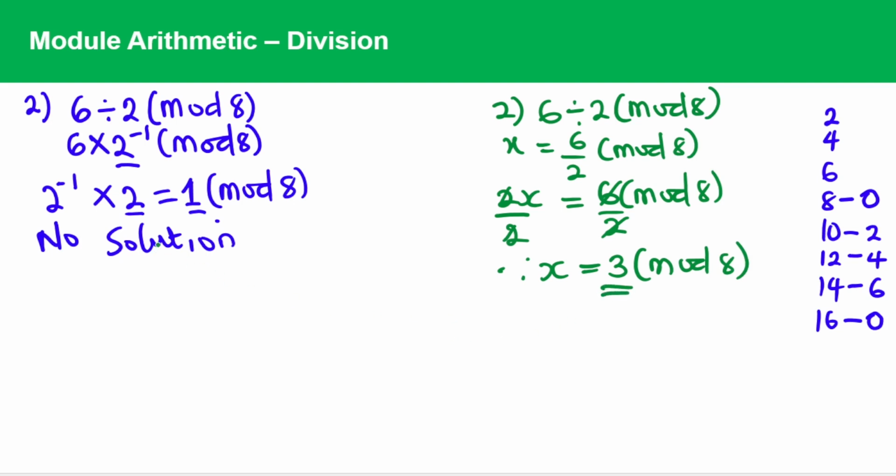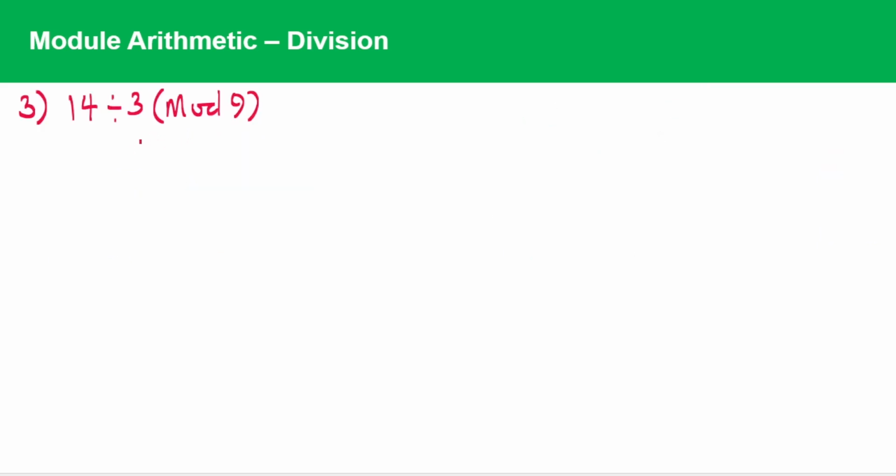So why did the multiplicative inverse method yield no solution? The algebraic method yielded a solution of 3 mod 8. So as a rule of thumb, I encourage you to always use the algebraic method first. There are instances where both the algebraic method and the multiplicative inverse method will yield no solution. For instance, 14 divided by 3 in mod 9.